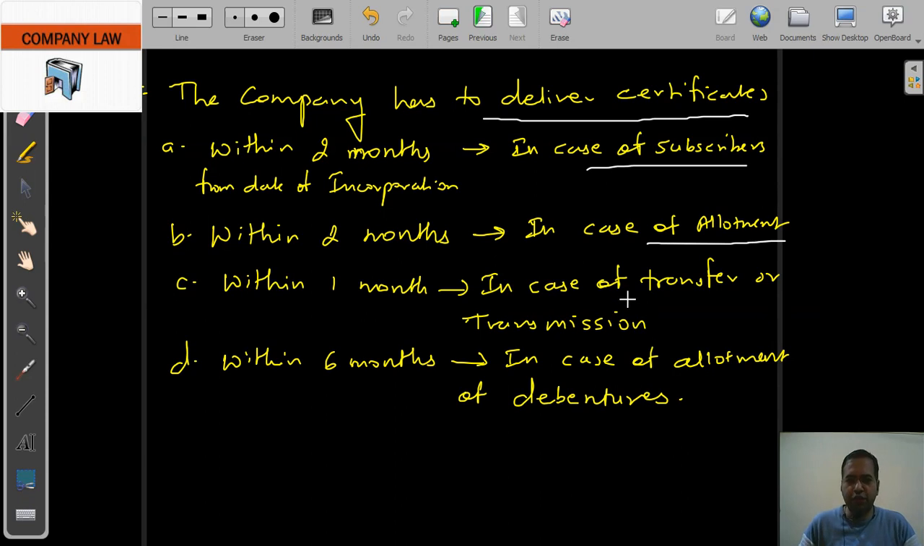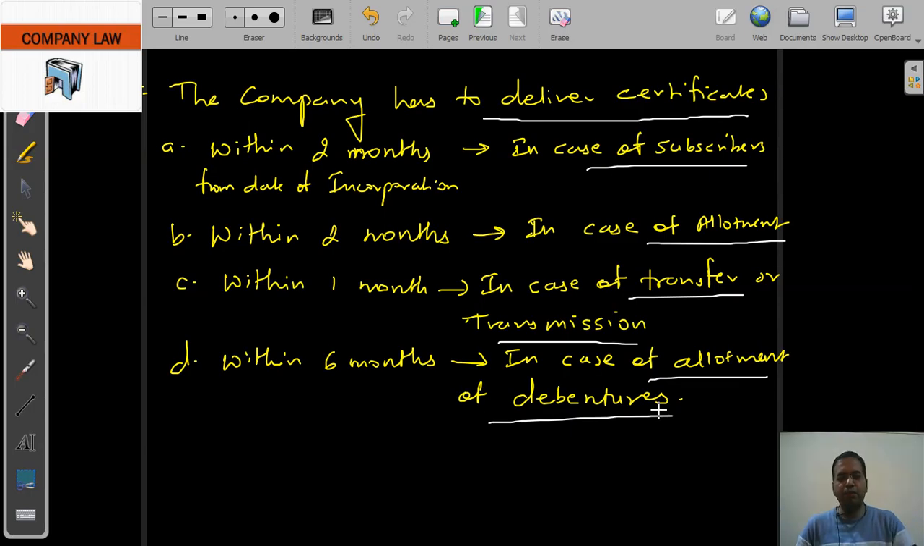If it is transfer or transmission, so we are here talking about transfer of shares, then it is within 1 month. Transmission is basically when the shares of the deceased person are transferred in the name of the legal representative. If it is allotment of debentures, within 6 months that allotment can be made. Now these are basically the provisions given in the Companies Act, and the penalty is also given. The company shall be punishable with fine which shall not be less than 25,000 but which may extend to 5 lakhs, and every officer who is in default shall be punishable with fine which shall not be less than 10,000 rupees, which may extend to 1 lakh rupees, and that is the reason the transfer of security should be made properly.